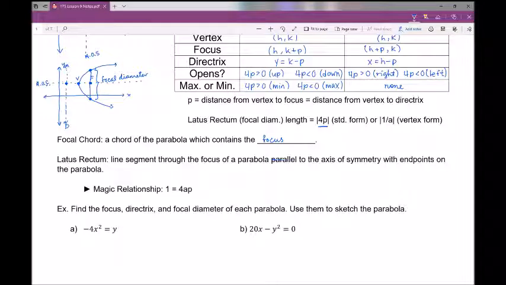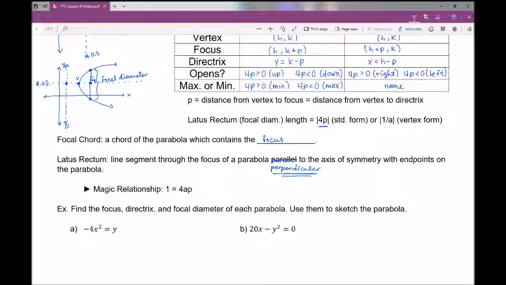This should not be parallel. This should be perpendicular. Because if you think about our picture, we said that the latus rectum was that focal diameter, and this is making a right angle with that axis of symmetry. Okay, so again, I'm sorry about that. That should be perpendicular, not parallel. All right.